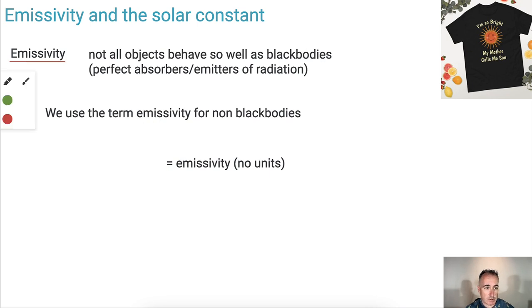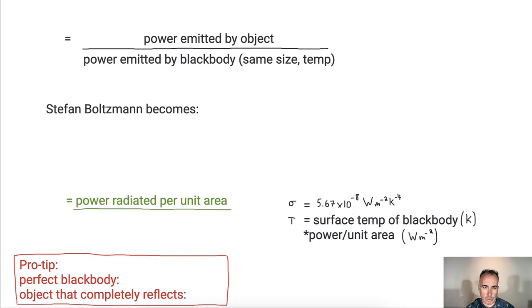It's going to be a small Greek epsilon, a lowercase e looking thing here, emissivity. It's a term that we're going to be using, and we're basically going to scale what a black body does versus what an object really does. So let's see a little more detail. Emissivity is defined as the power emitted by an object divided by the power emitted by a black body.